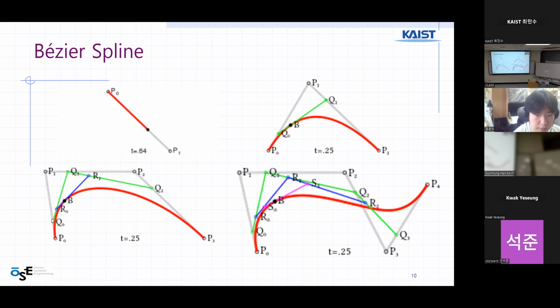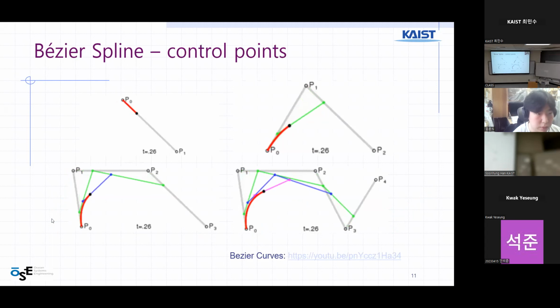A Bezier curve is defined by a set of control points which are used to determine the shape of the curve. The number of control points depends on the degree of the Bezier curve. For example, a cubic Bezier curve is defined by four control points: two endpoints and two control points that influence the shape. I will show some video of this.